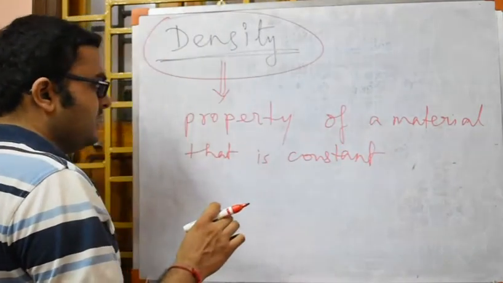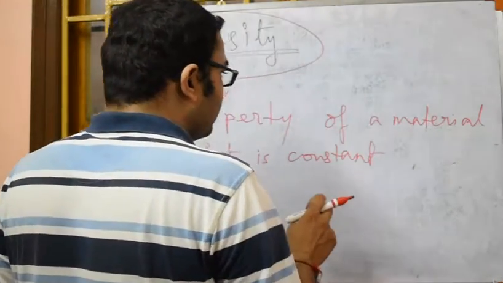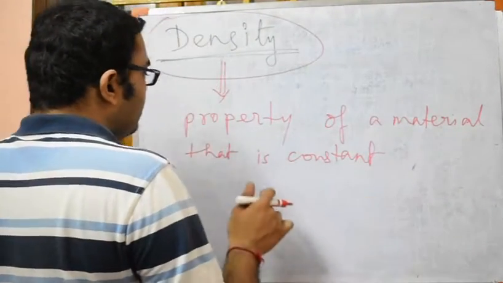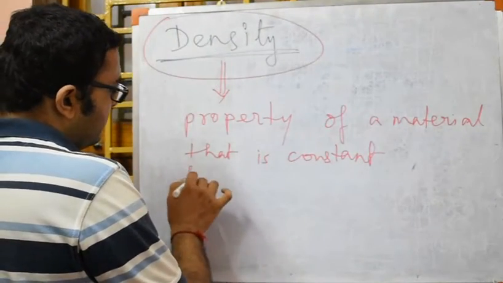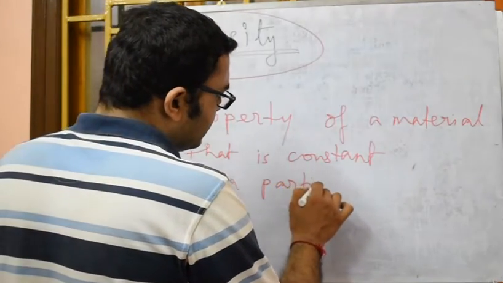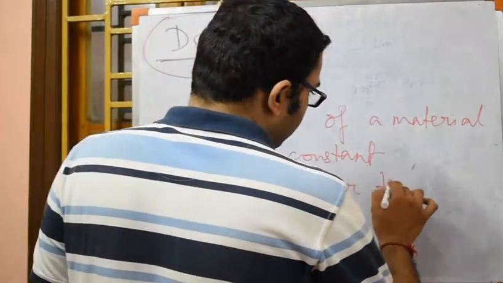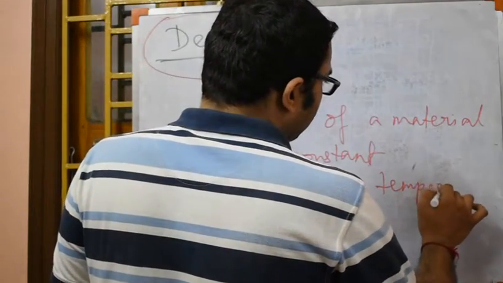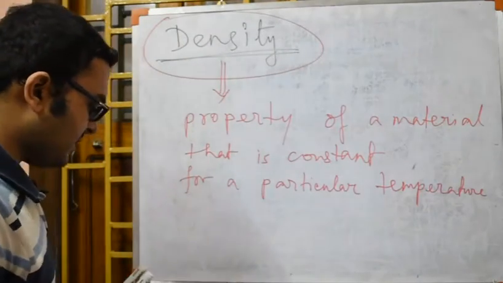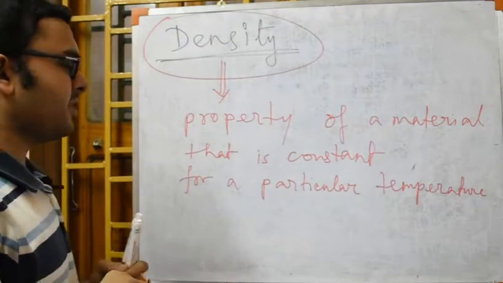Density will remain constant when you are taking a certain material, for a particular temperature. I have to mention that it is constant for a particular temperature. If the temperature changes, then the density of the substance can change. If the temperature of the surrounding changes, then I can say that the density may change. So this is a constant property of a material for a particular temperature.